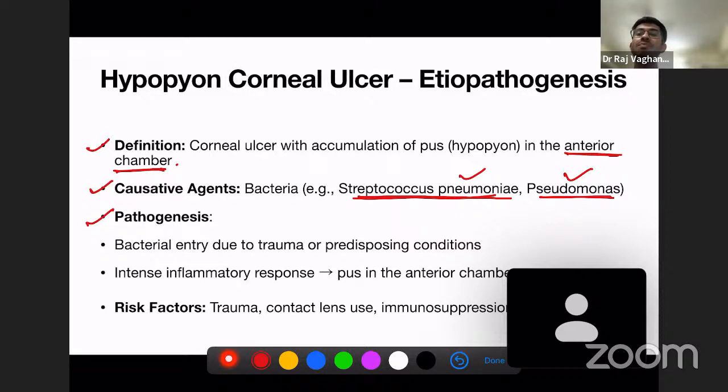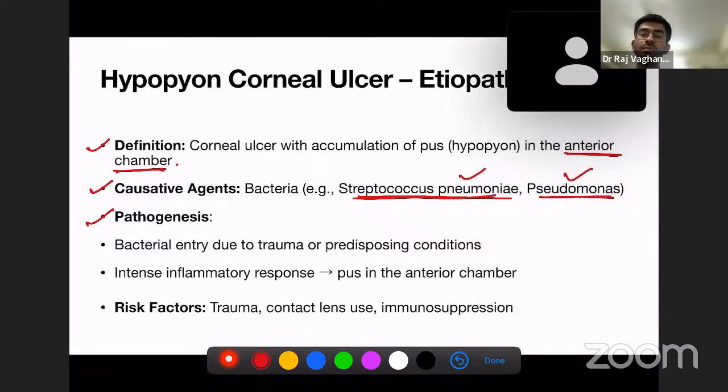Now pathogenesis. There is bacterial entry due to trauma or predisposing conditions. Through any trauma or predisposing conditions, these organisms can easily enter the cornea and lead to a corneal ulcer. There can also be an intense inflammatory response due to diseases like keratitis, which means inflammation of the cornea.